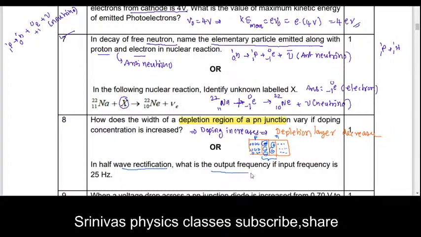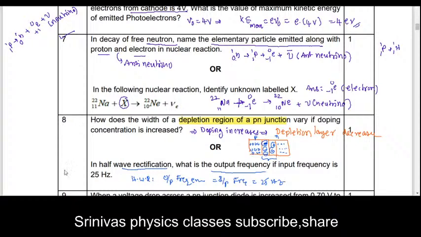Half-wave rectifier. What is the output frequency? Output frequency is equal to the input frequency in a half-wave rectifier. That means the answer is 25 hertz. This is in the half-wave rectifier.